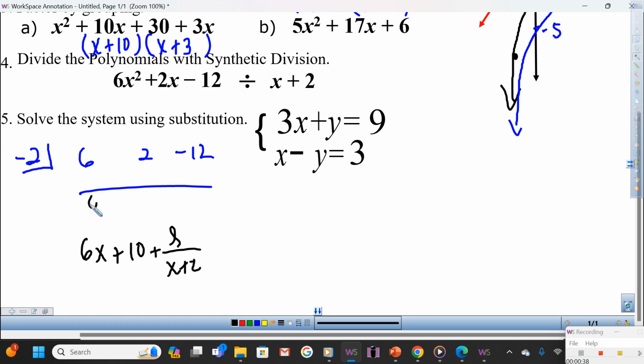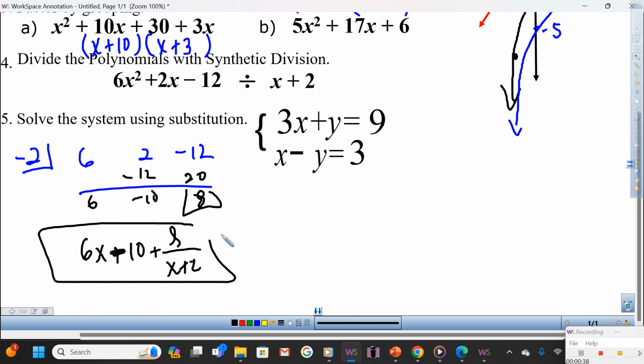Let's double check. We got 6, -12, that's -10, that's 20, left over 8. Pretty close, except for this minus right here. Not bad, not bad. Oh, you said negative? Okay, all right. Not bad from the corner. All right, this is x minus 10 plus 8 over x plus 2.